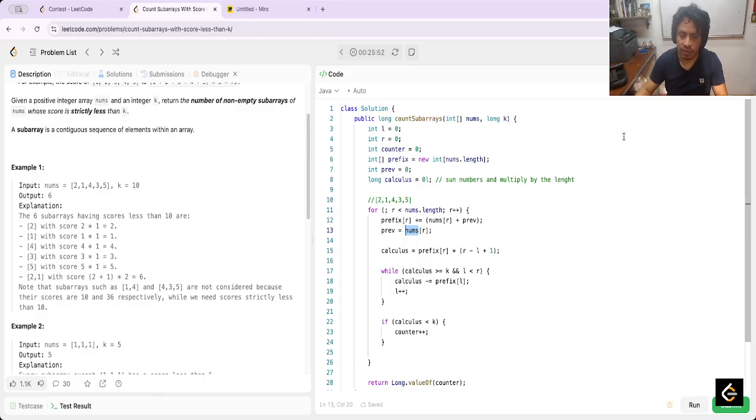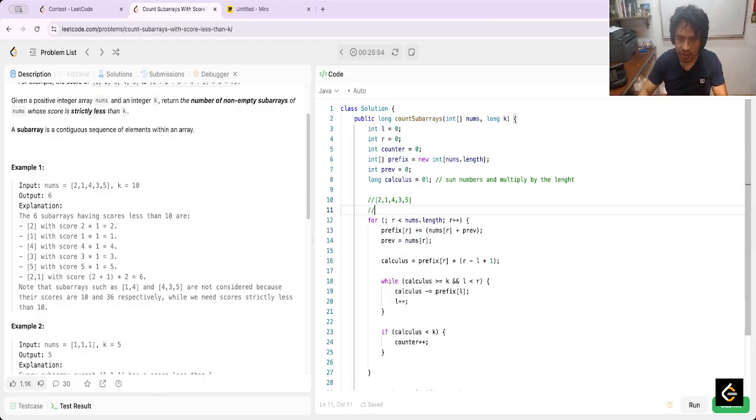Prefix, the prefix currently is 2, here is 3, and now prep it's equal 1. Yeah, now go to the next. In this case is prefix in this position is nums in the here 4 plus, here is wrong.